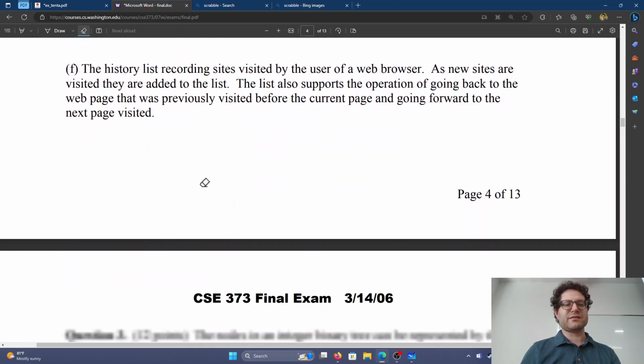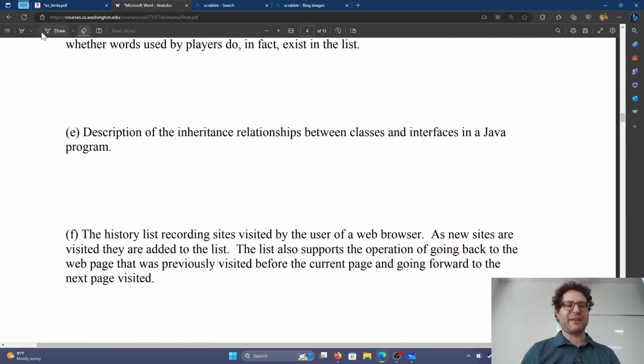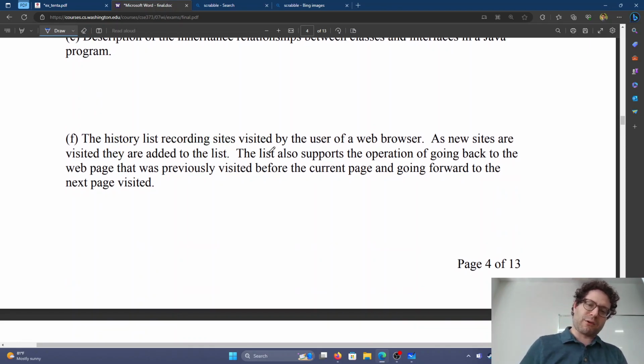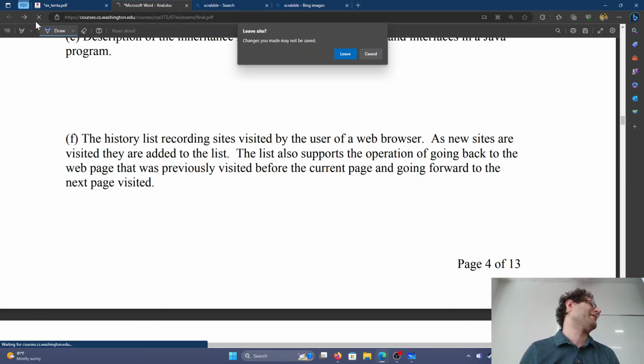The history list, so this is one of those where I'd say it's ambiguous. You could argue either way. The history list recording sites visited by the user of a web browser. New sites are visited, they are added to the list. The list also supports the operation going back. So basically it's asking you to implement the forward and back buttons. What data structure should you use?